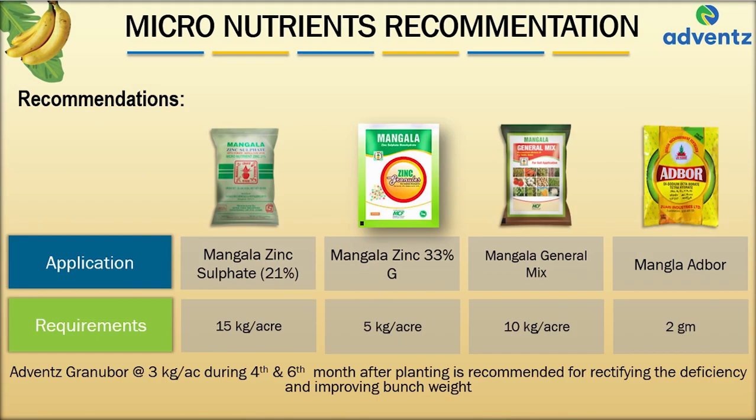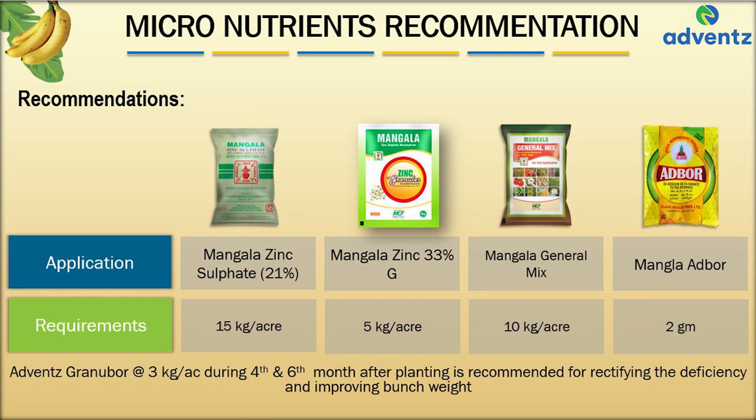To recover a plant from zinc and boron deficiency symptoms, we can use the following fertilizers in the mentioned quantities. We can apply Mangala zinc sulfate 21% to the crop at the rate of 15 kgs per acre. We can apply a combination of Mangala zinc 33% and G as granules at the rate of 5 kgs per acre with Mangala general mix at the rate of 10 kgs per acre.